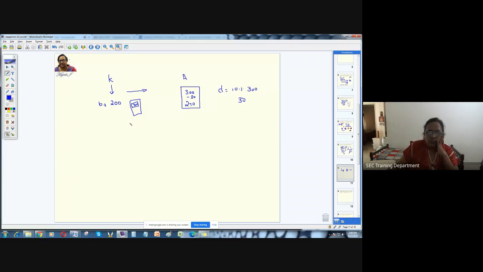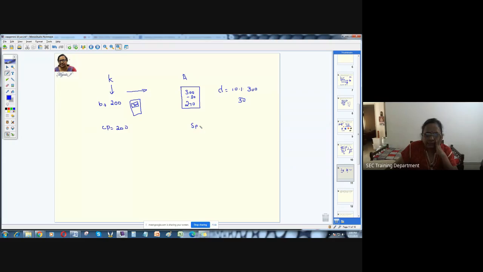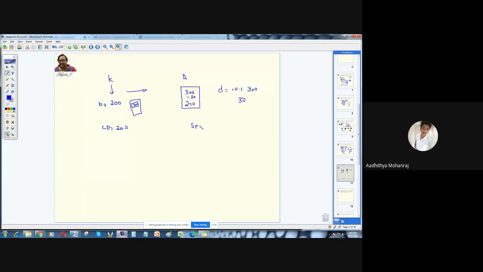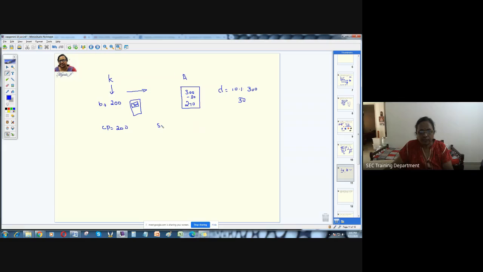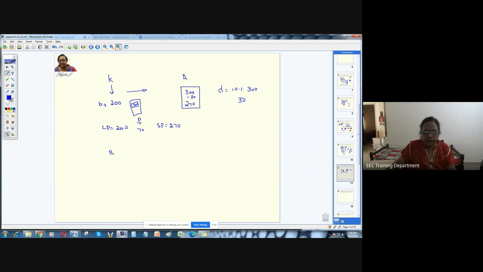So what is the cost price here? 200. What is the selling price? 270. Let me write here. Selling price is 270. So what is his profit? 70. What is the profit percentage?